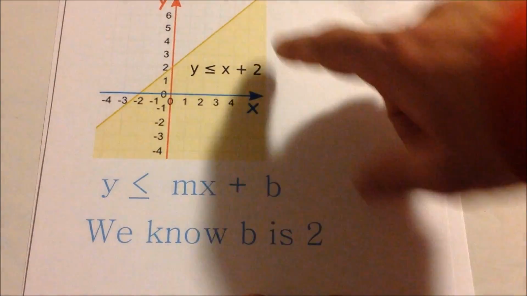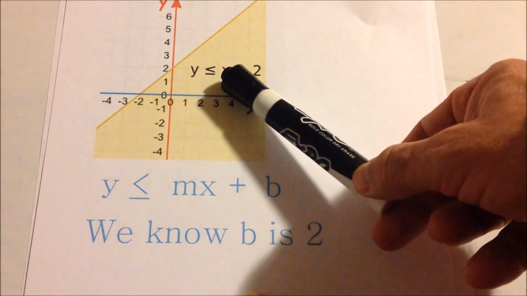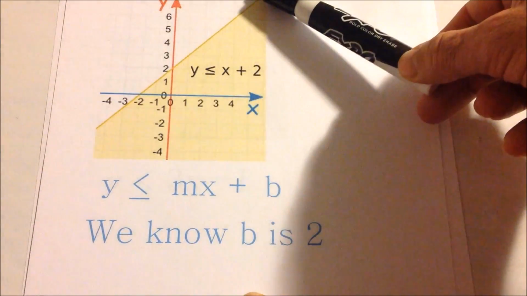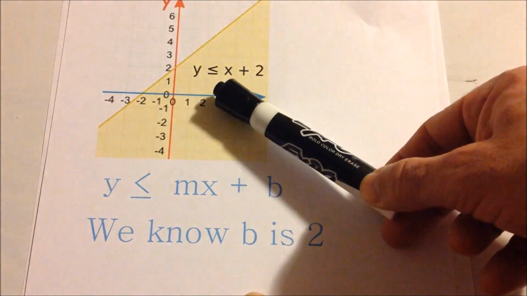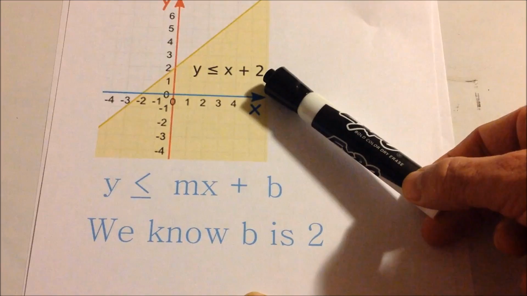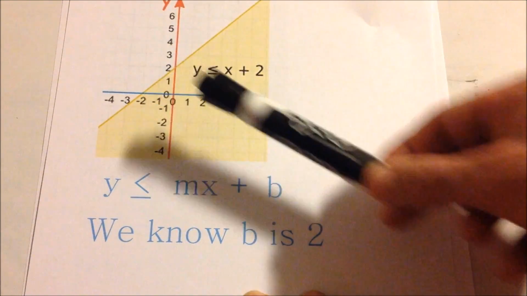So just one more time to review. Here we can see the solution is below the line. So y is less than or equal to because, I mean, it's a solid line. That's why it's less than or equal to. We're seeing that the intercept is 2, and you can see it right away. It's crossing at the 2.